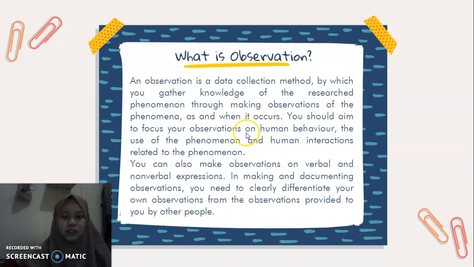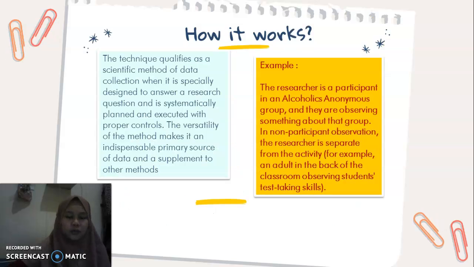You should aim to focus your observation on human behavior, the use of the phenomenon, and human interaction related to the phenomenon. You can also make observation on verbal or non-verbal expression. In making and documenting observations, you need to clearly differentiate your own observations from the observations provided to you by other people. Now, how does observation work?